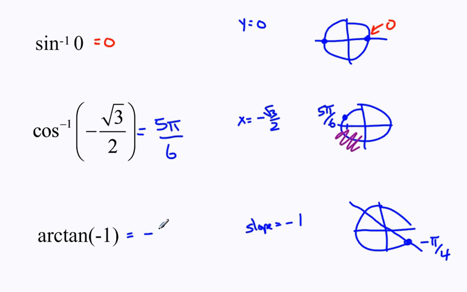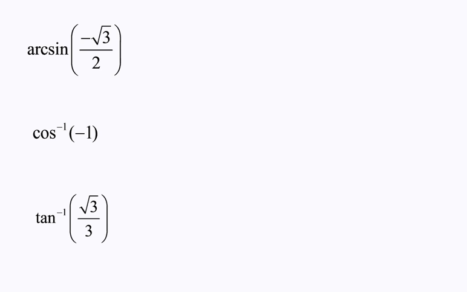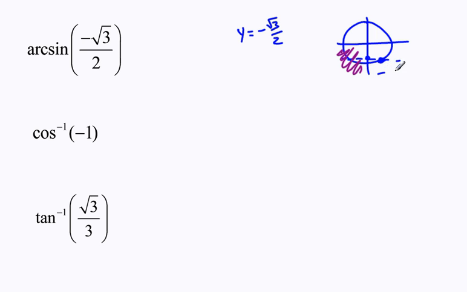All right, let's try one more set. We have arcsine negative root 3 over 2. We're asking ourselves when is y equal to negative root 3 over 2. So we've got our unit circle. We're coming way down here, and here's our y value. Remember, we never take anything in here, so it's got to be this one. And when we come down here, we come in the negative direction. So that's going to be negative pi over 3.